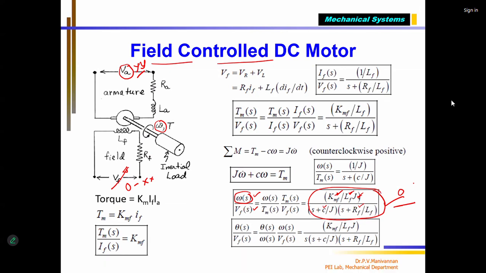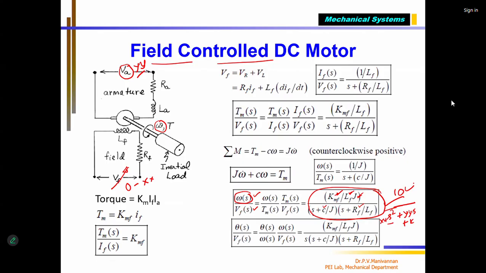KMF is known, L is known, J is known, so automatically you get some numeric value, for example, 10. 10 divided by, you will have S square, X square, Y, S plus K. So this is what you are going to get as the final value. In the numerator, you have a numeric value. In the denominator, you will get S square.